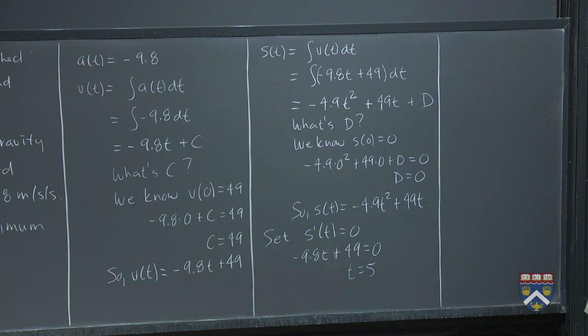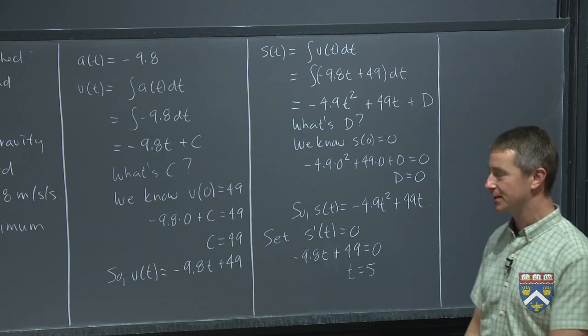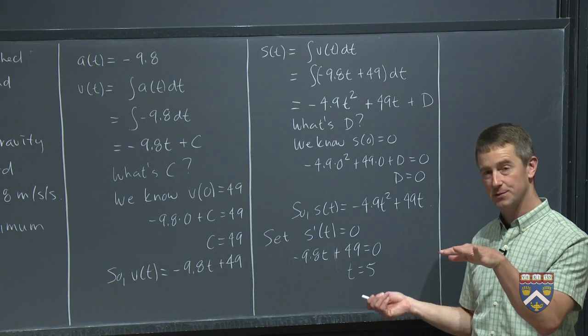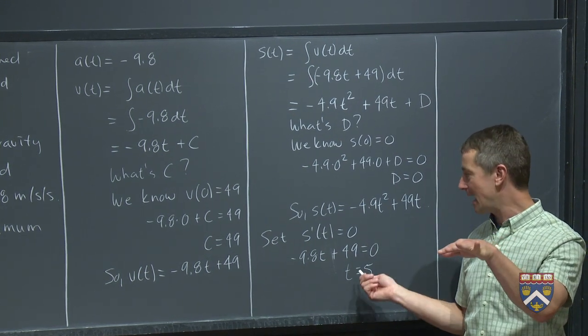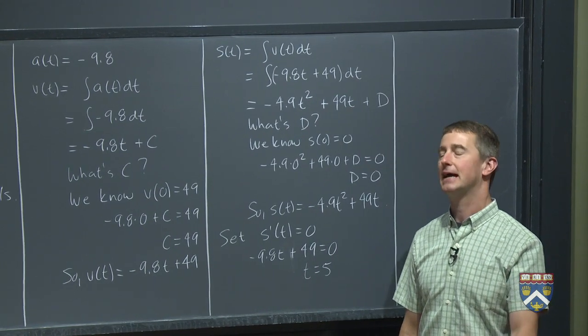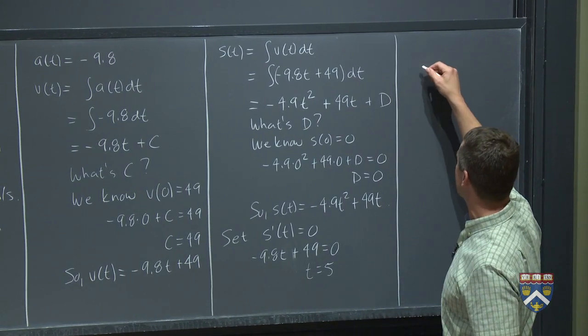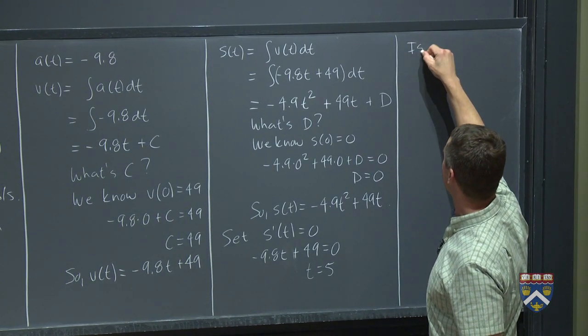Now, from the context of this problem, we know that this is going to be the maximum, right? The object is going up for 5 seconds is what this tells us. At that time 5, the velocity is 0, and then the object descends. But for the sake of good form, let's check to make sure this is the max, the way that we normally do.